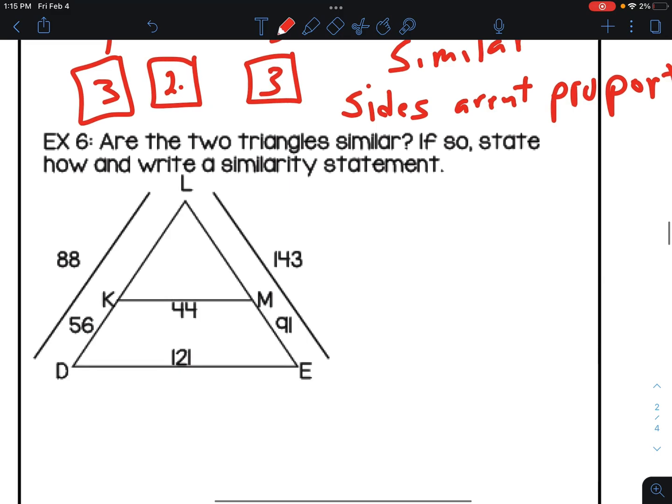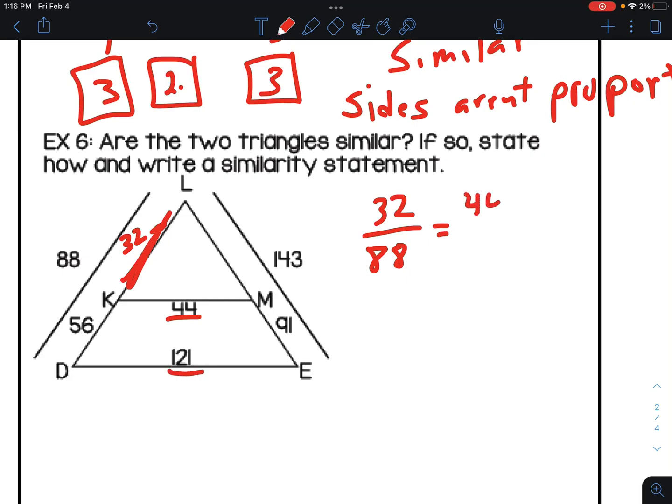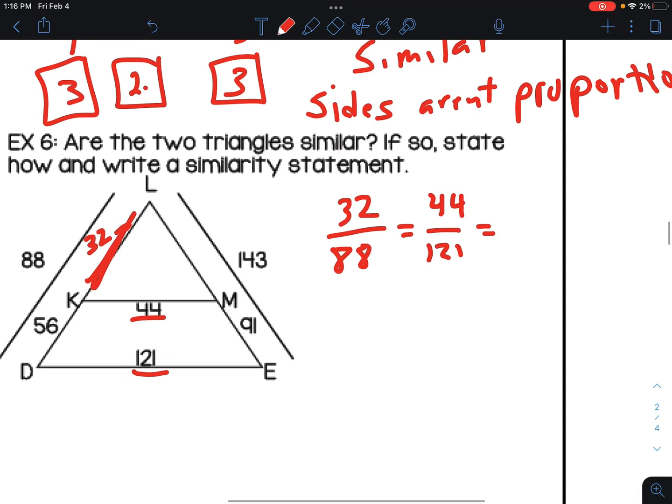And then so again, we have this piece to the whole thing of 88. Well, they didn't give us that piece. 88 minus 56 looks like it's going to be 32. So we would have to say 32 to the whole 88. Is that the same as 44 is to 121? And is that the same as, and then 91 minus 43 looks like it's going to be 52, this length here. Is that the same as 52 over 143?